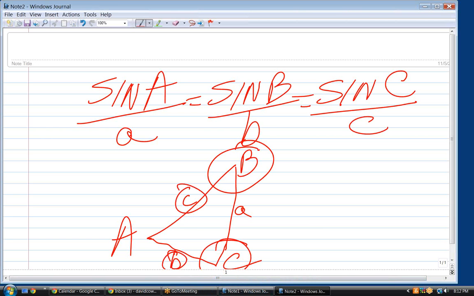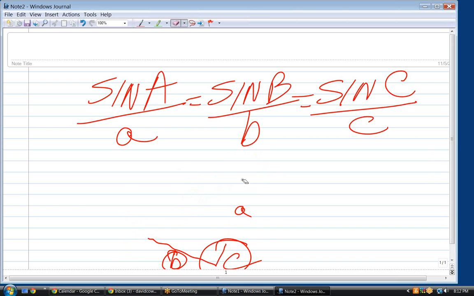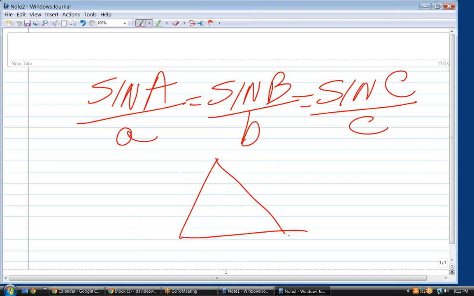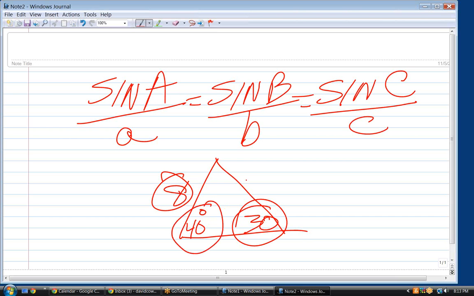So it's very useful if you have a situation where you have one of those relationships. If I give you a triangle and I say that's 30 degrees and that's 8 and this is 40 degrees, this allows me to solve the triangle. I only need one relationship, and I've got it right there. It means the sine of 30 degrees, which is 1/2, divided by 8 is the same as the sine of 40 degrees divided by this side right here. Okay, I can solve.